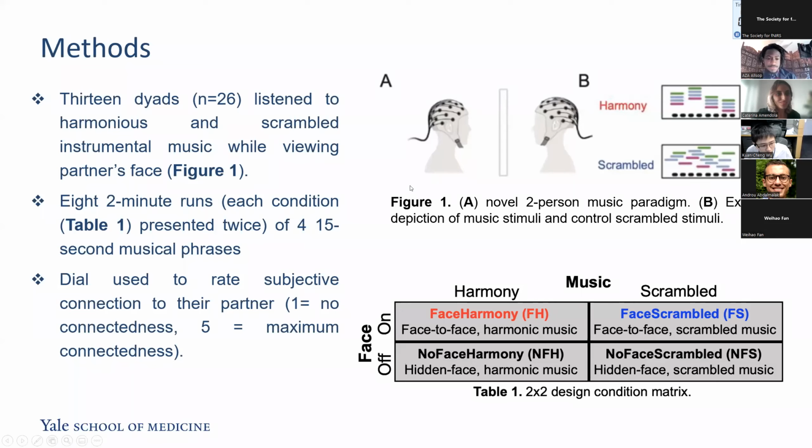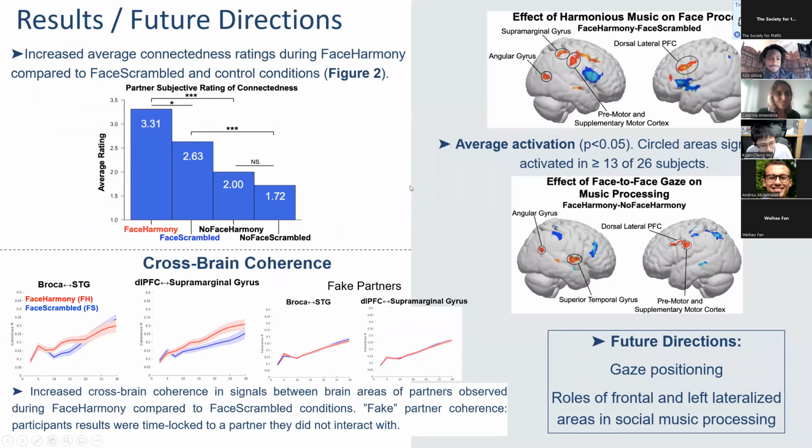Having some issues with my slides, but after each run of that music, we ask them to rate how connected they feel to each other on a scale of 1 to 5, 1 being no connectedness, 5 being maximum connectedness. And so you can see here that when we look at their subjective ratings of connectedness, our hypothesis that it would be increased during harmony and face was indeed validated here compared to the places where there was no face or even face and scrambled music.